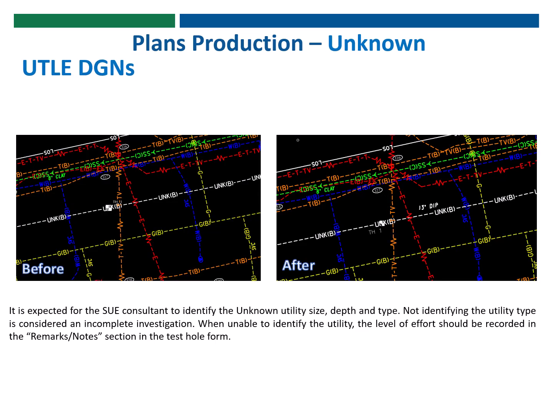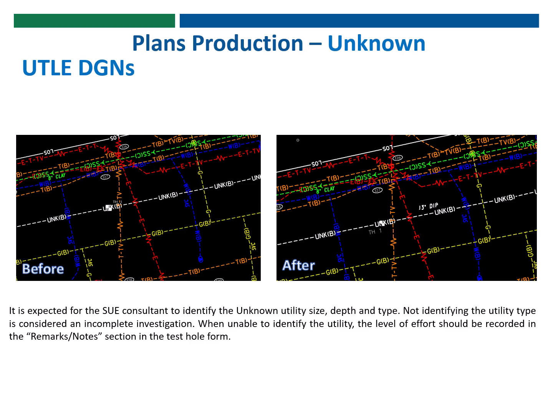When asked to perform a test hole on an unknown line, it is expected for the SUE consultant to identify the unknown utility size, depth, and type. Not identifying the utility type is considered an incomplete investigation. When unable to identify the utility, the level of effort should be recorded in the remarks notes section in the test hole form.